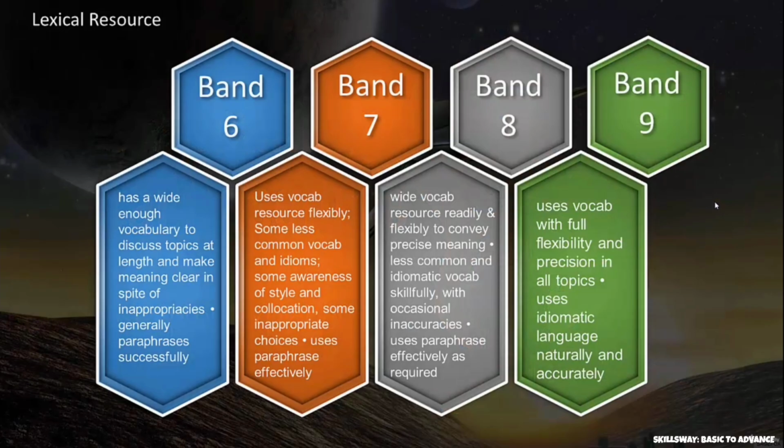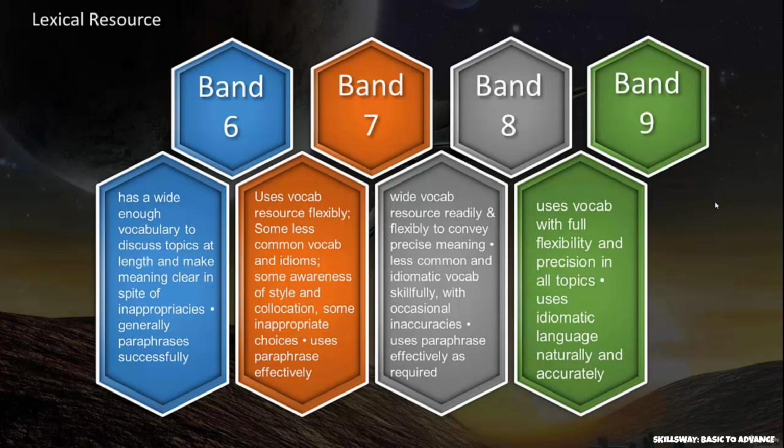Again, as in the previous video, here are the band score descriptors. And really, you can look at just some of the differences. For a band 7, it says uses vocabulary resources flexibly, some less common vocabulary and idioms. Then for an 8, it says uses a wide vocabulary resource readily and flexibly to convey precise meaning. Then for a 9, uses vocabulary with full flexibility, not just wide, full flexibility and precision in all topics.